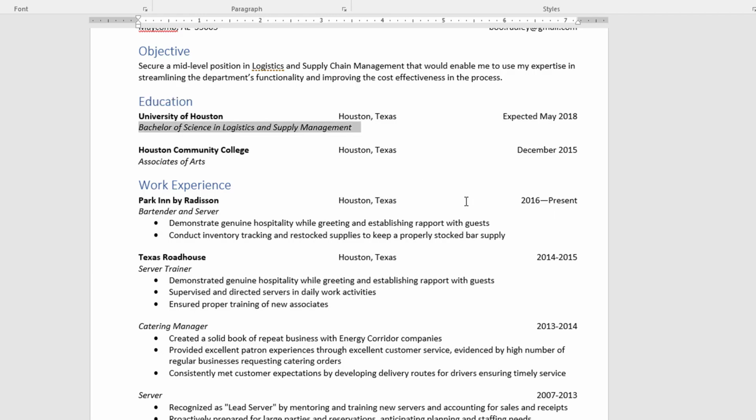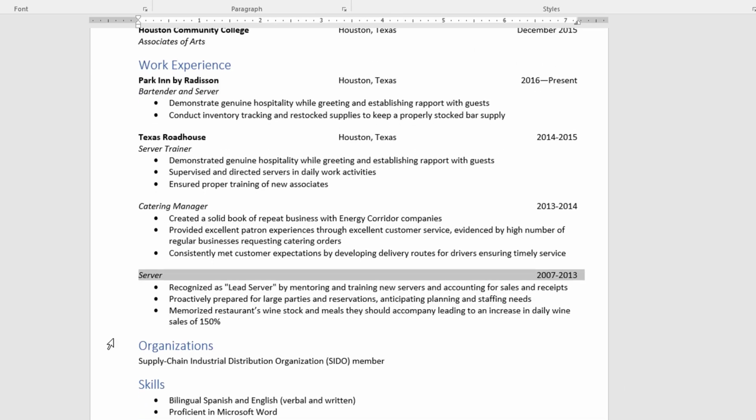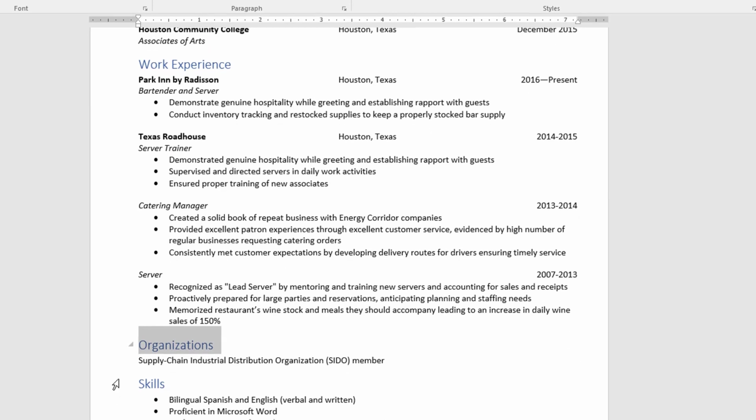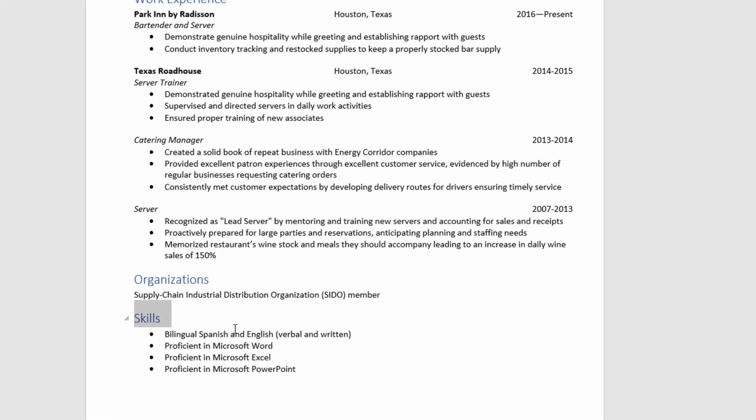He also took all of these under education. He took the second line of items and italicized them, and he also did that on work experience. So he has the company in bold, but he has the position italicized. So in the next one, the Roadhouse is in bold, but the position as server trainer, before that as catering manager, and before that as server, all in italics. We got the organizations there that matches. All of these match. And then he's got his skills. Now they all match in formatting, and they are bulleted.